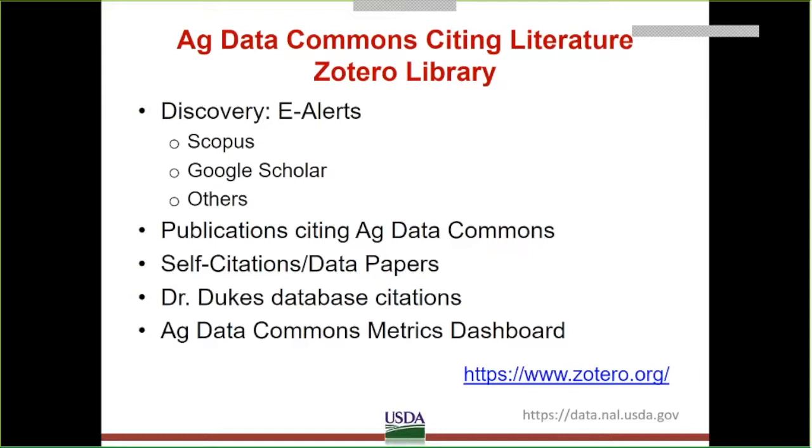We're using the Zotero Reference Manager system to import and publish these citations, and we have several collections or libraries: publications citing Ag Data Commons, self-citations or data papers, and citations to Dr. Duke's phytochemical and ethnobotanical databases at NAL. And we collect statistics on these citations and other criteria in the metrics dashboard.